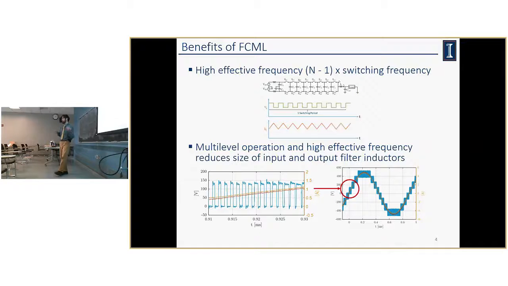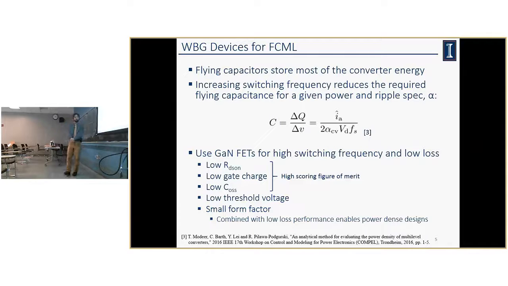And what this means is that combining this high effective frequency with multi-level operation, we need less filter inductance and capacitance to convert the output voltage waveform, shown in blue, to a very nice sinusoid for inverter operation. In these converters, the flying capacitors store most of the converter energy, and from what we've seen in previous work, increasing the frequency allows us to decrease the required flying capacitance for a given power level, indicated by the current and the direct voltage in this case, for a given ripple spec, the alpha in the equation.